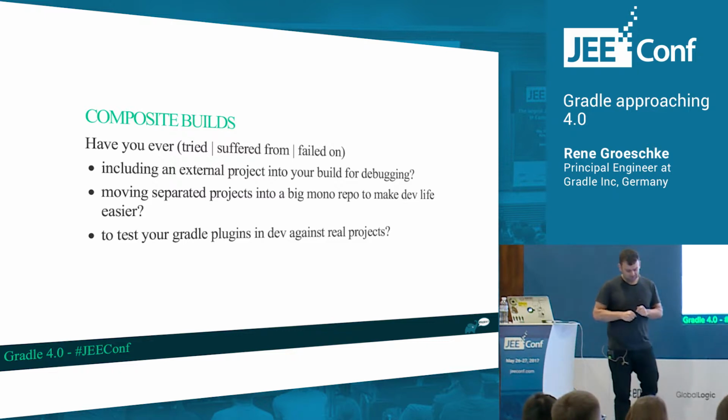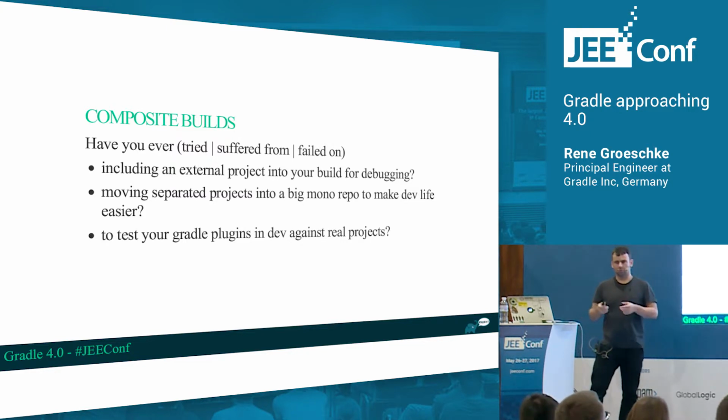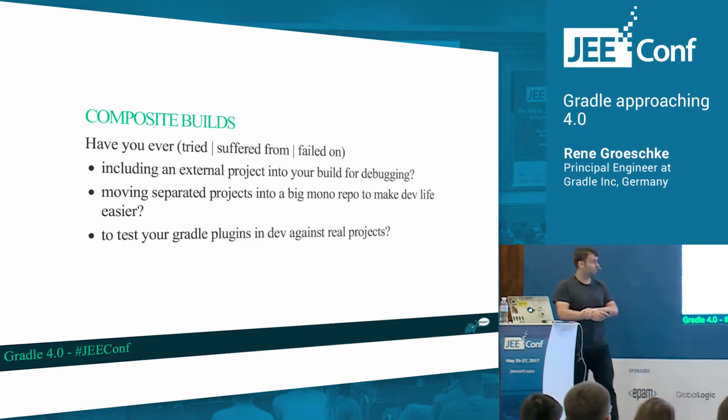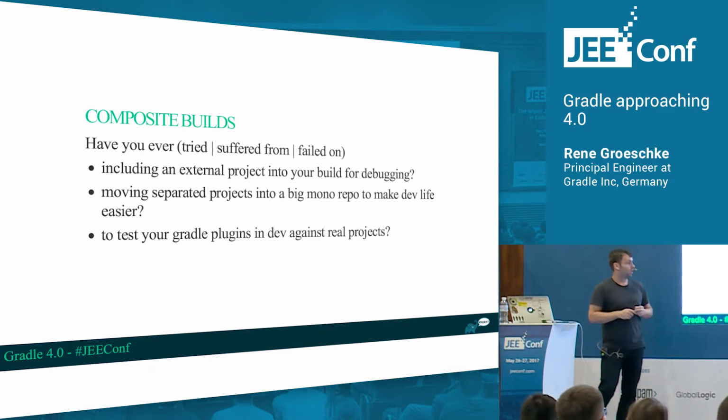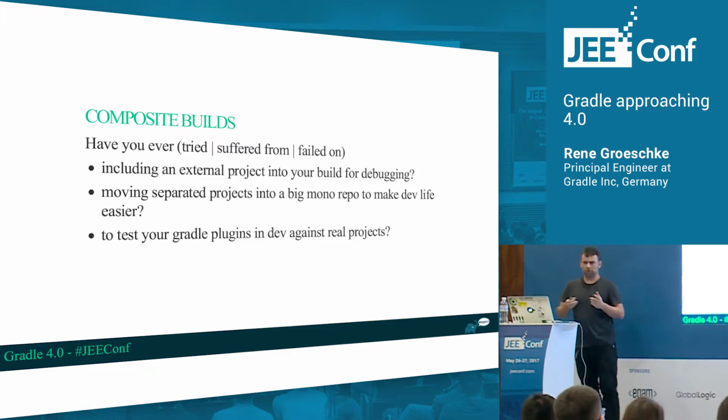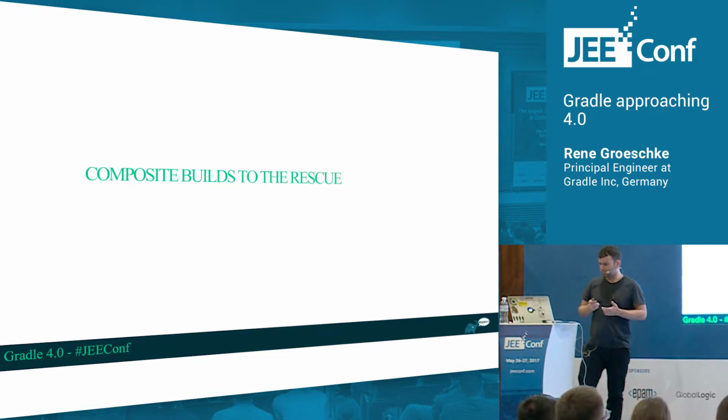What teams started to do is create a big mono repo, or use the approach Google does and build everything from source. Of course, you pay the price. You have to build everything again and again, and have one repository. It's quite expensive. And does it really make dev life easier? I kind of doubt that. The other thing, one use case I often got bitten by: if you write a third-party Gradle plugin, who of you has written a Gradle plugin? Okay, cool. And you want to test that against your local copy, it was kind of painful to do and to debug. Now you can do that with composite builds.